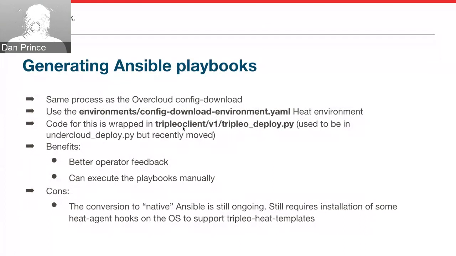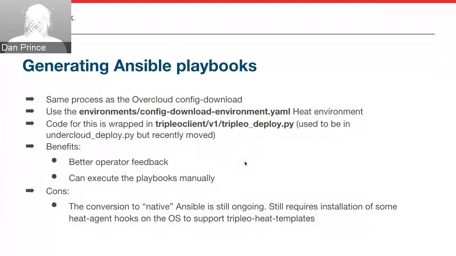If you're interested in this code, you can see there's a Python module there, TripleO deploy. It used to be called Undercloud deploy, but it was recently moved to TripleO deploy, just to consolidate it as part of the all-in-one installer efforts. The benefit here is much better operator feedback. I think people are used to Ansible for a lot of CI, and we're starting to use more and more of that for upgrades of the Overcloud, and installation of the Overcloud now too. It also gives you the ability, if you want, to execute playbooks manually.